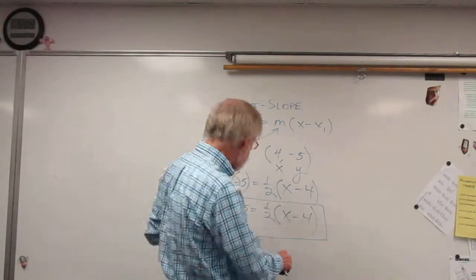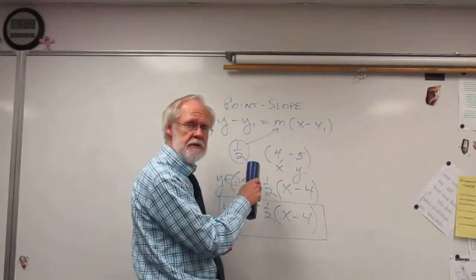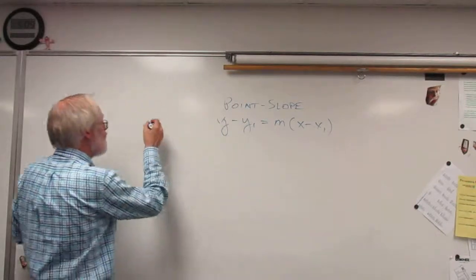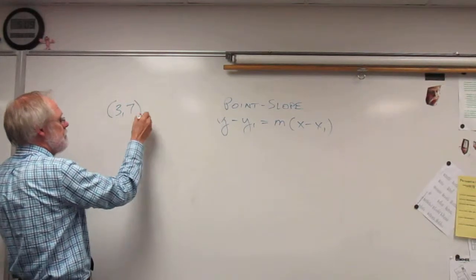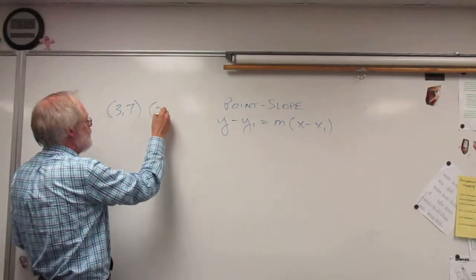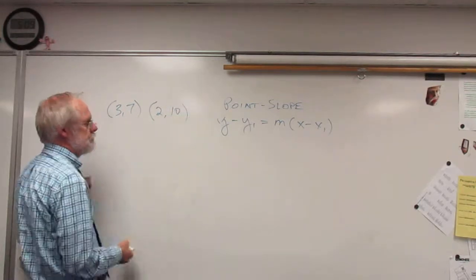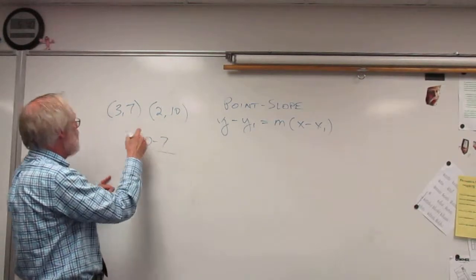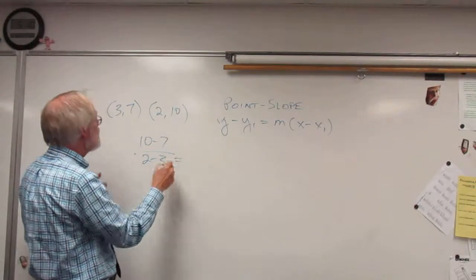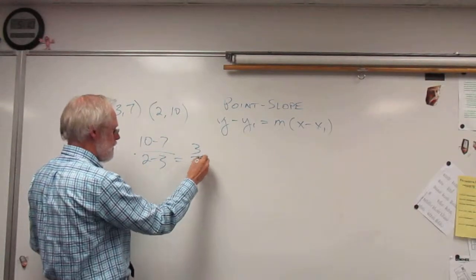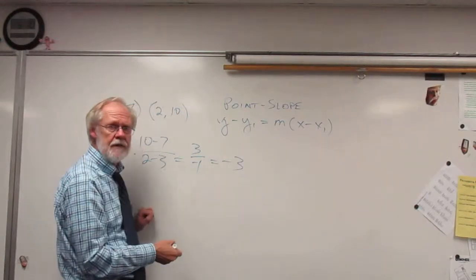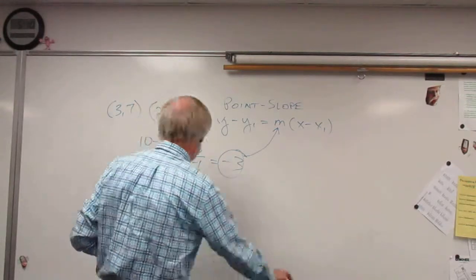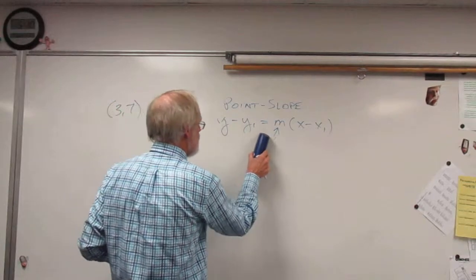Let's do another one, and I'm going to make it a little bit harder this time because I'm not going to give you the slope. So in this case, let me write them over here. We're going to have a point 3,7 and another point 2,10. Okay? So, I'm going to find the slope: 10 minus 7 over 2 minus 3. All right, 10 minus 7 is 3, 2 minus 3 is -1, so we have a slope of -3. That is going to go right there in place of m. So, I have a -3 here.